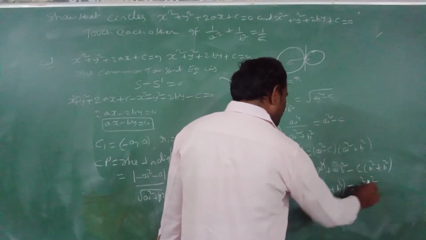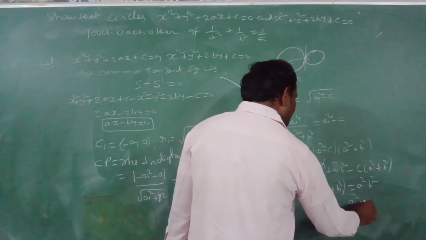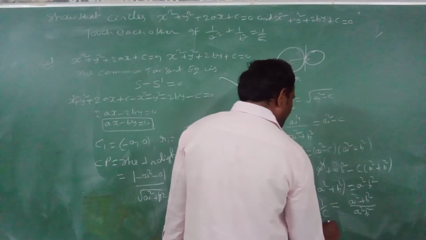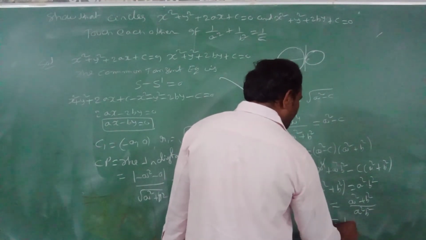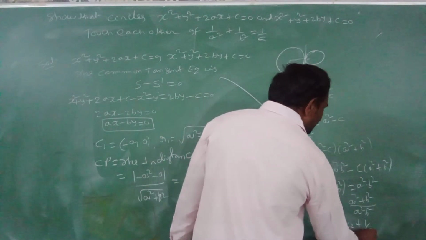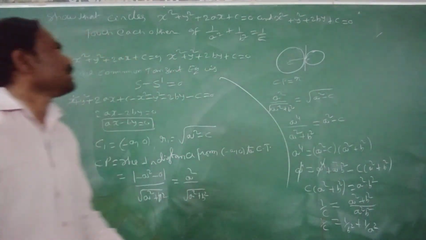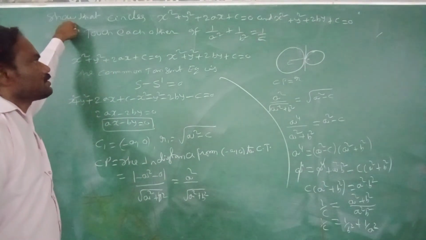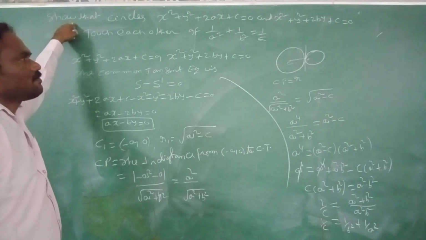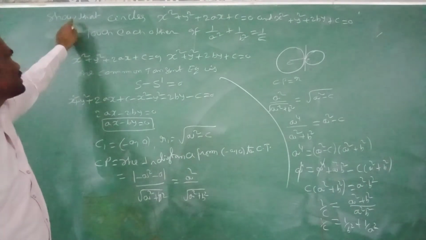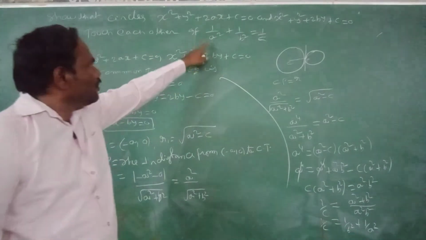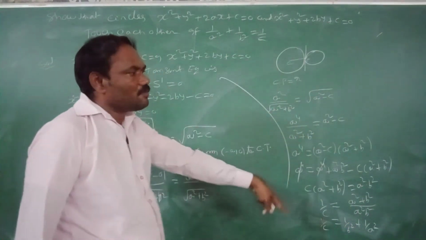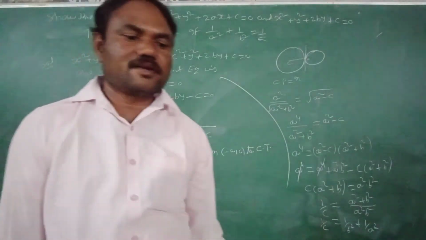1 by c is equal to a square plus b square by a square b square. 1 by c is equal to, a square is cancelled, 1 by b square plus 1 by a square. That is the required condition. The circles x square plus y square plus 2ax plus c is equal to 0 and x square plus y square plus 2by plus c is equal to 0 touch each other if 1 by a square plus 1 by b square is equal to 1 by c. This is a very important problem.